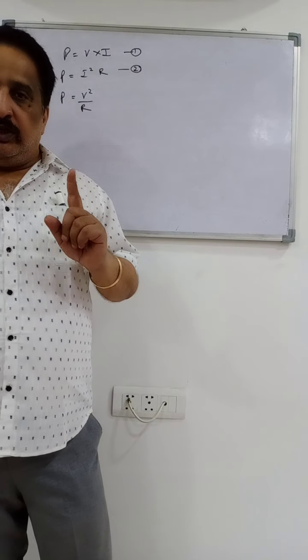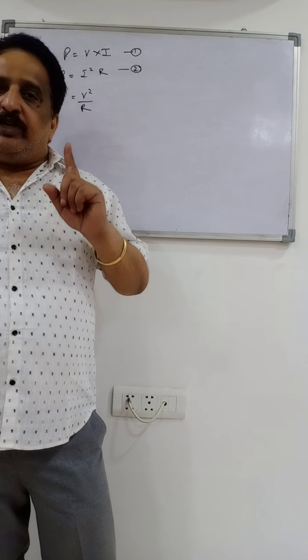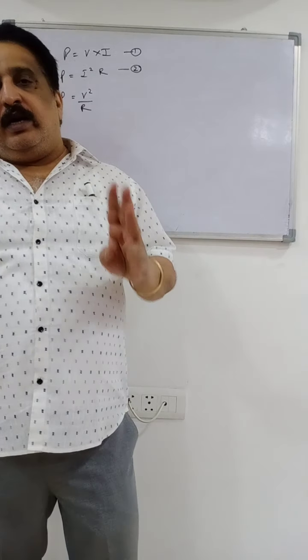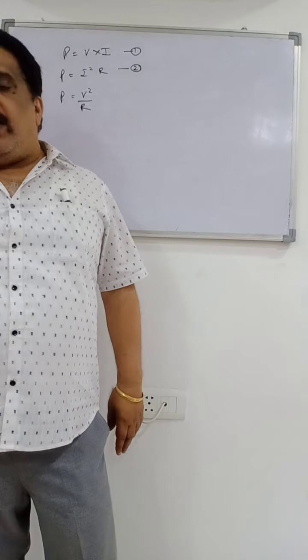But you should remember one thing: in these formulae, power has to be in watts, potential difference has to be in volts, current has to be in amperes, and resistance has to be in ohms. If any other unit is given, you will have to convert them into the SI units to get the power.